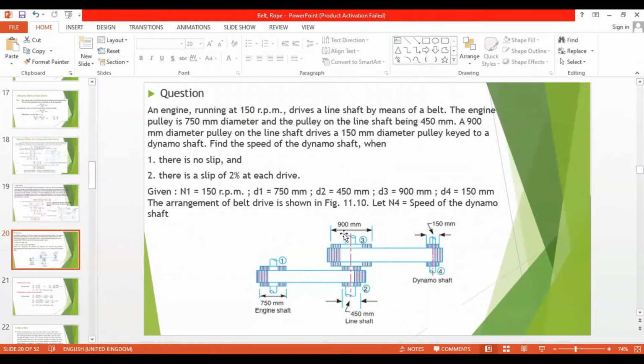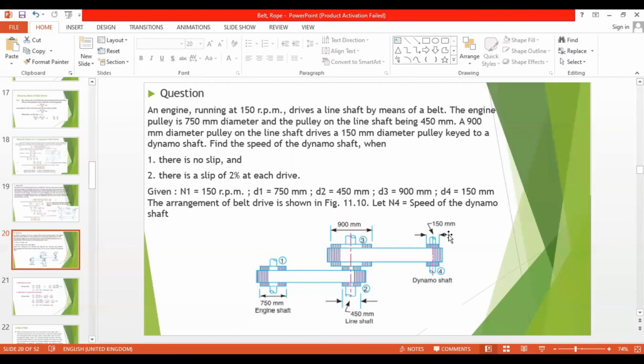It drives a 150 millimeter pulley keyed to a dynamo shaft. Find the speed of the dynamo shaft when there is no slip, so we don't have to consider the slip. And if there's a slip of 2% at each drive, you need to consider 2% for the driver and 2% for the driven.